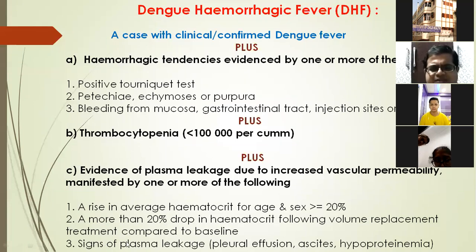Number 3 is the signs of plasma leakage. This is pleural effusion, ascites, or hyperproteinemia. So to stamp the case as dengue hemorrhagic fever, it must be dengue fever with any one of these three, and any one of these three must be accompanied by thrombocytopenia.